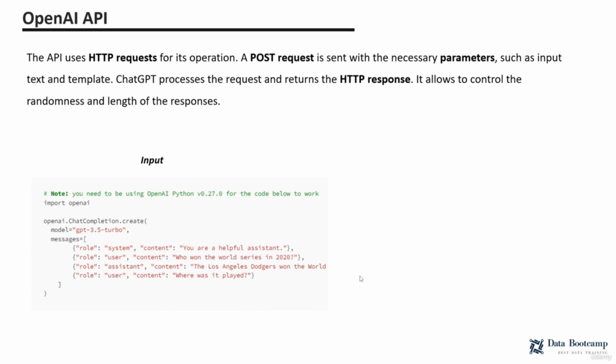The operation of this API is based on HTTP requests. We send a POST request to the OpenAI API with the necessary parameters. These parameters can include the input text or the model to be used. For ChatGPT, we can specify an initial message or an entire conversation, including user messages and model responses. These function like a conversation history, providing context for the new question.